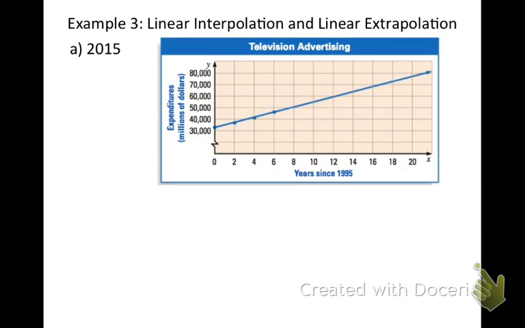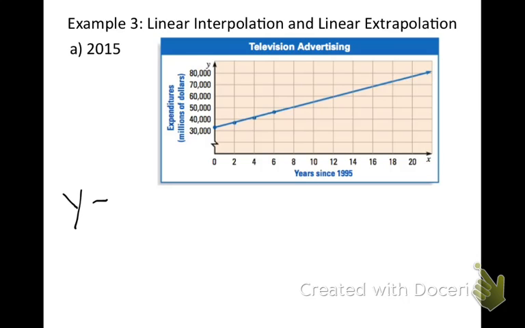Now moving on to B, 2015. Because 2015 is to the right of all the given data, we will use linear extrapolation. You can estimate the amount spent in 2015 by substituting x equals 20, because 2015 is 20 years since 1995. So we'll use our model we came up with in example 2.